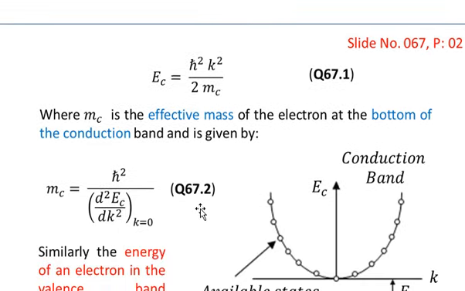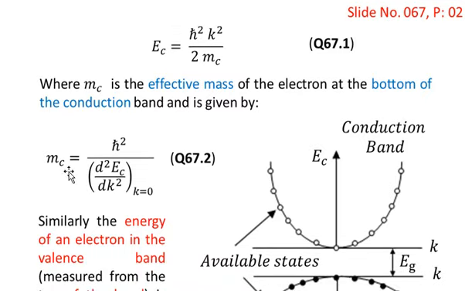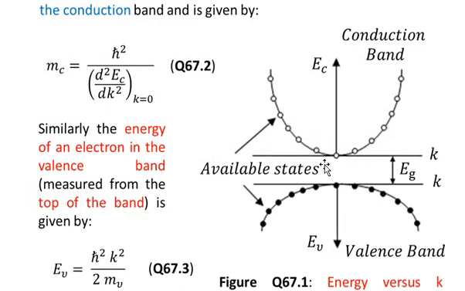So the effective mass of the electron at the bottom of the conduction band is given by equation number 2, which is mc is equal to h bar square over the double derivative d square Ec over dk square, evaluated at k is equal to 0. So when k is equal to 0, it means that we are talking about the bottom of the conduction band, because from here you can see that k is equal to 0 only at the bottom of the conduction band.